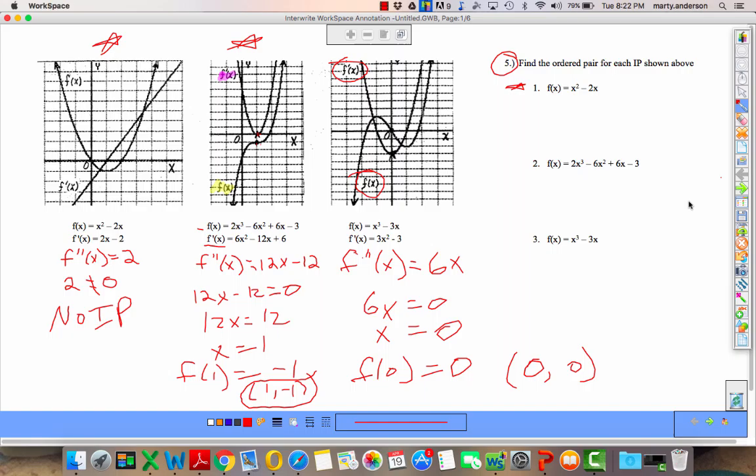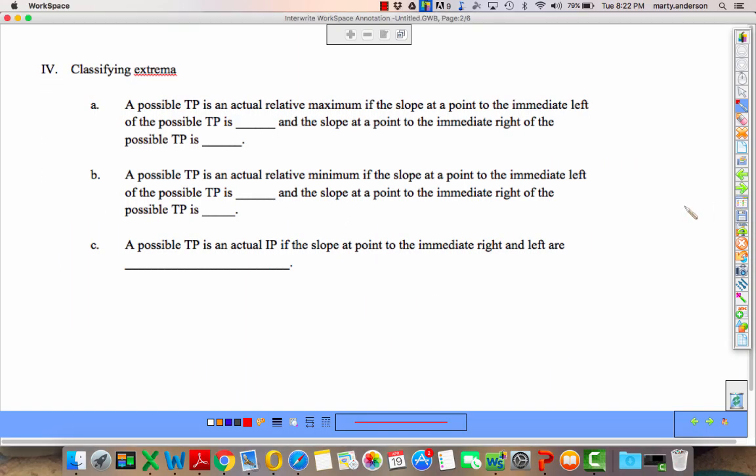So the first derivative set equal to 0 gives you the turning points. The second derivative gives you the inflection point. Next, how do we classify extrema? We said the other day that we had possible turning points. You find those x values. You classify the extrema by looking at what is happening with the slopes.